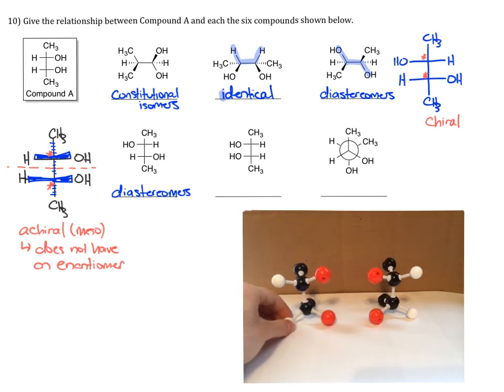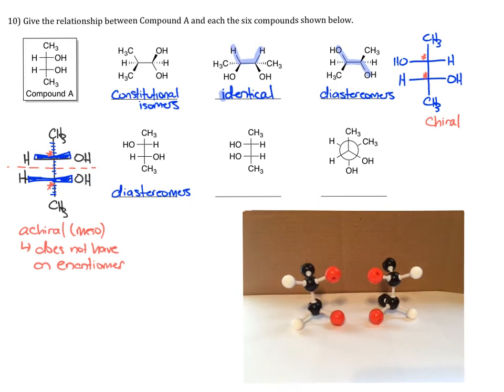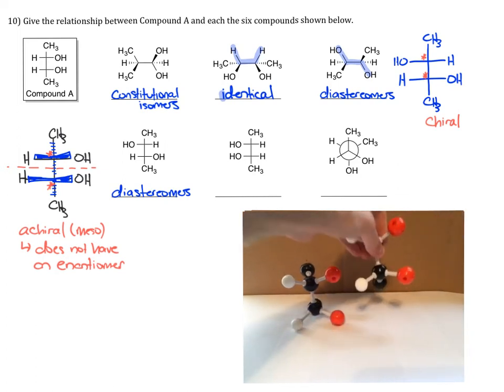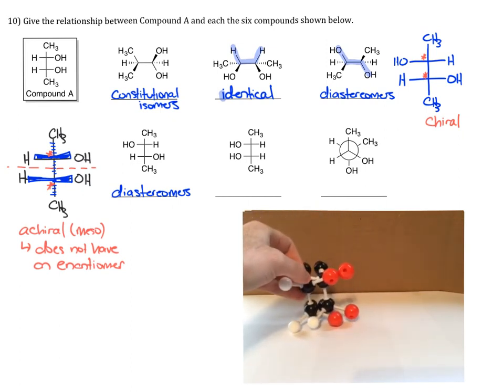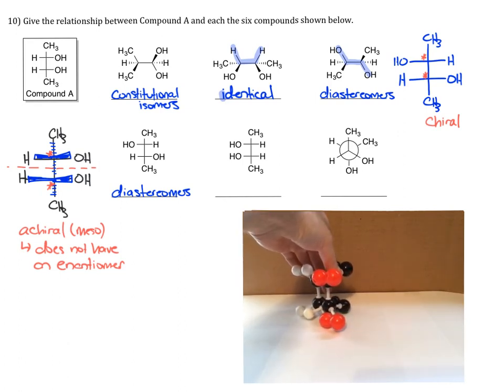Now again, this can be a little bit tricky because these are mirror image structures. You see the mirror image there. But you can't say they're enantiomers because remember, A is achiral, it doesn't have an enantiomer. So its mirror image is actually superimposable on itself. So if we flip it over, now we have this superimposable structure where everything lines up and they'll superimpose. So this compound is identical to A.